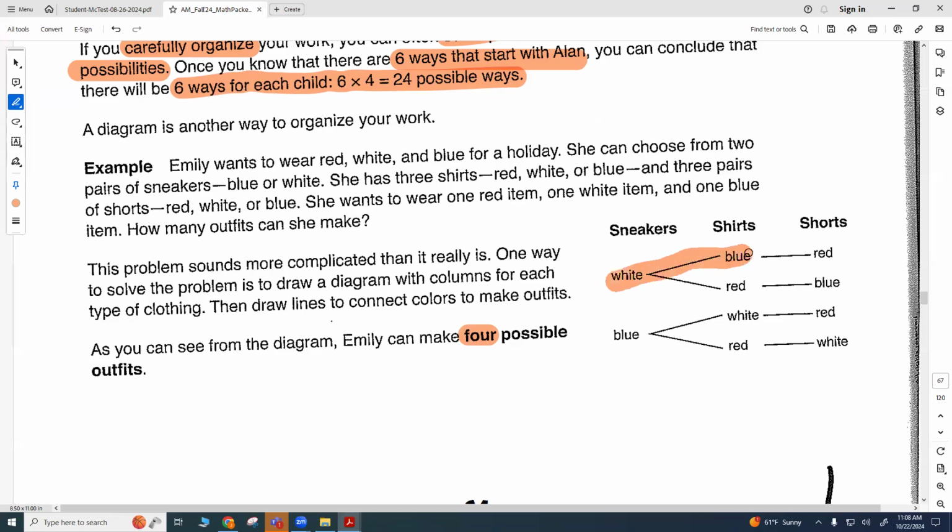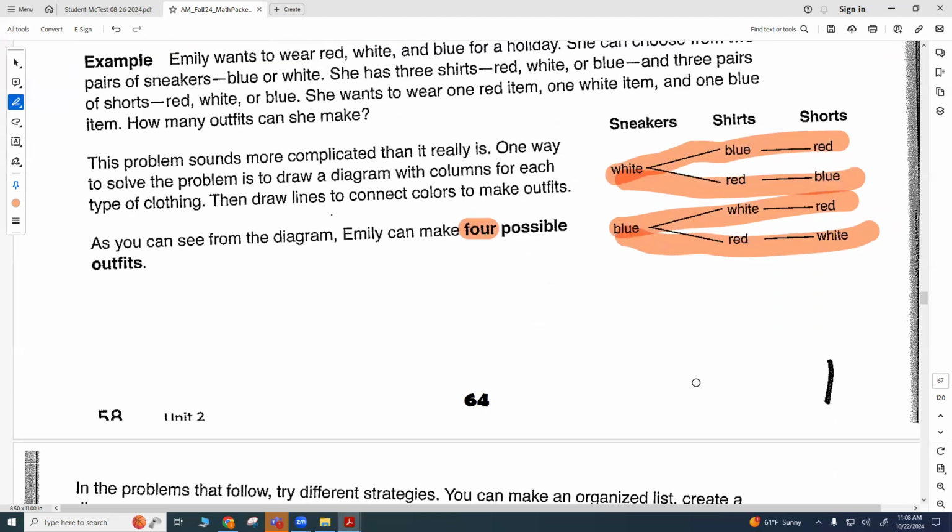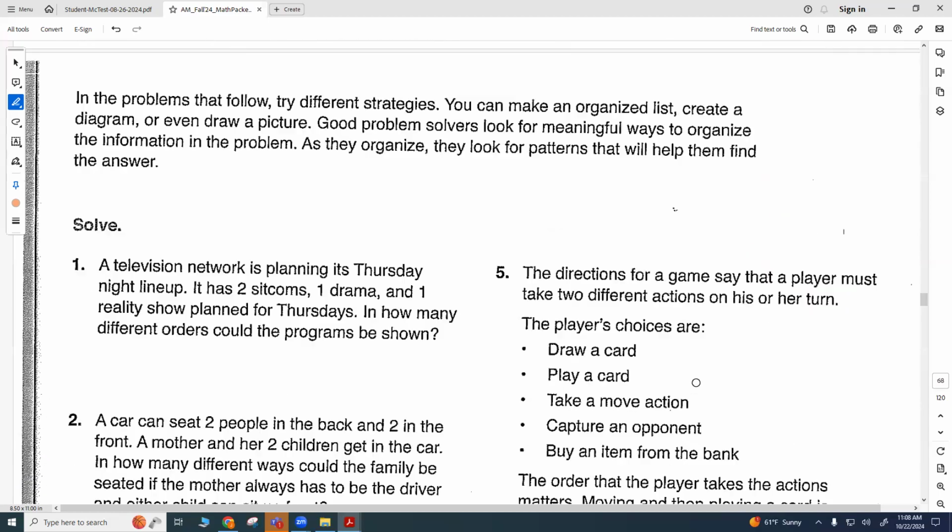Here's 1 outfit, 2 outfits, 3 outfits, 4. I don't know why you would double.